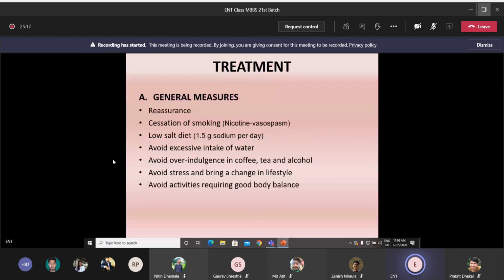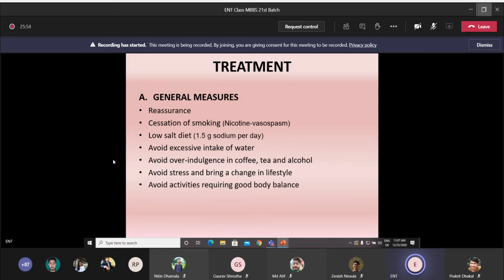scared once the person has vertigo. They don't know when the vertigo will come, and the experience is really bad. So they need to be reassured and explained about the disease. Reassurance is a must. If the patient smokes, you need to ask the patient to stop smoking. Salt restriction has to be there. Only 1.5 grams sodium per day is advised. You need to avoid excessive intake of water, coffee, tea, or alcohol.